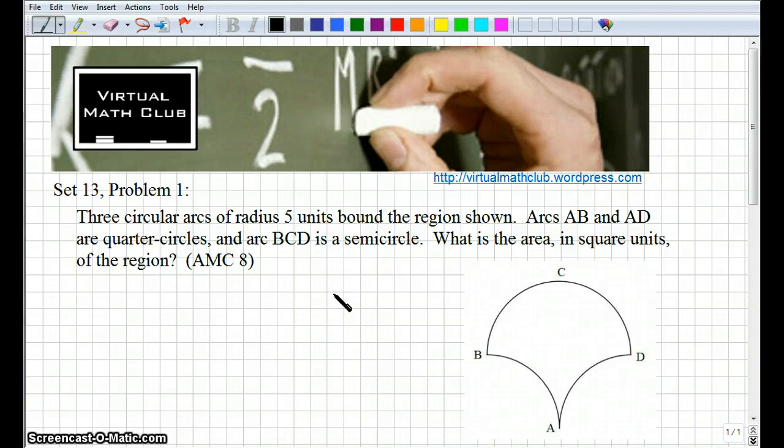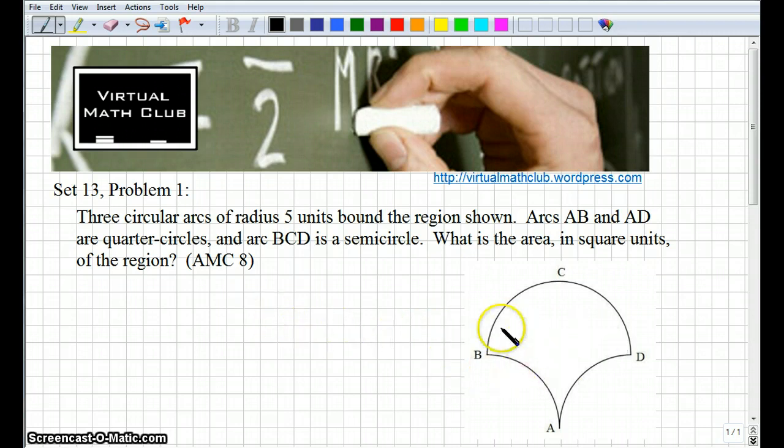Problem number 1. 3 circular arcs of radius 5 bound the region shown. Arcs AB, so that's this one here, and AD are quarter circles, and arc BCD, this one here, is a semicircle. What is the area in square units of the region?